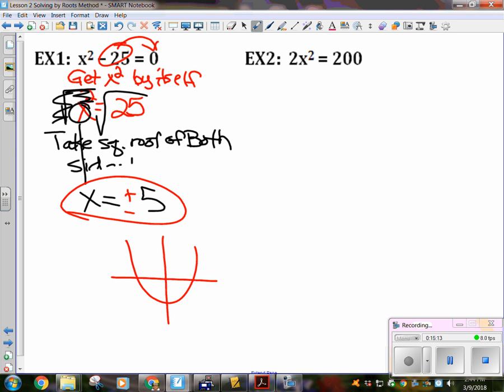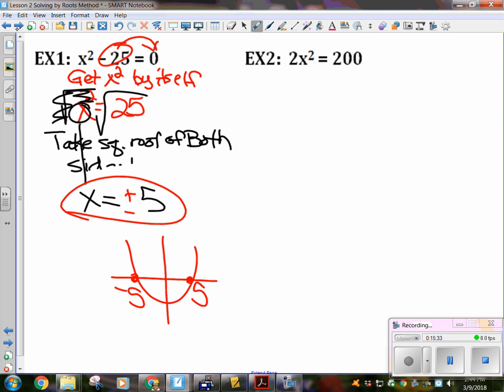This graph crossed where? -5 and +5. Miss Jessup's going to draw these, every one that we practice today. I want to get through the notes and then let you get started so you have a chance to finish for homework. Number 2. What do I have to do?